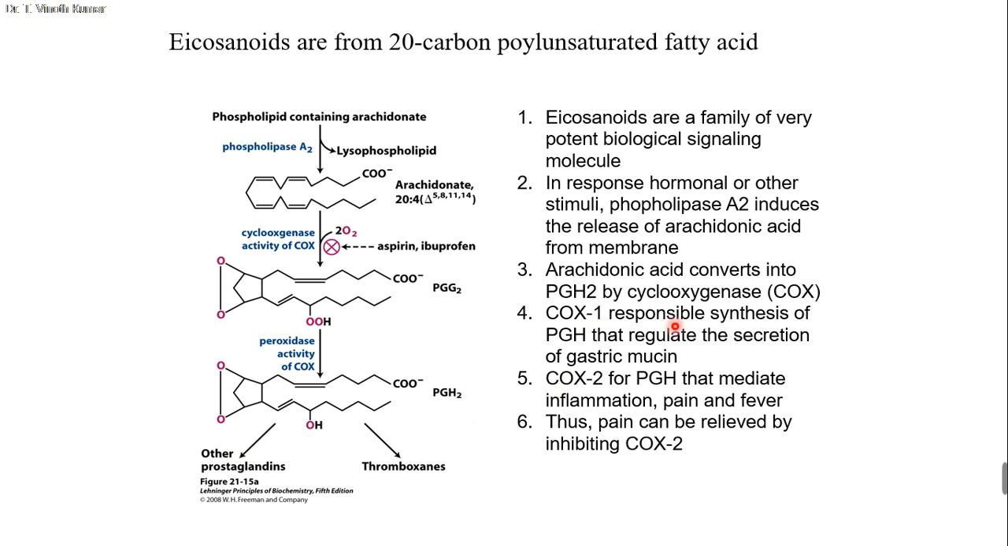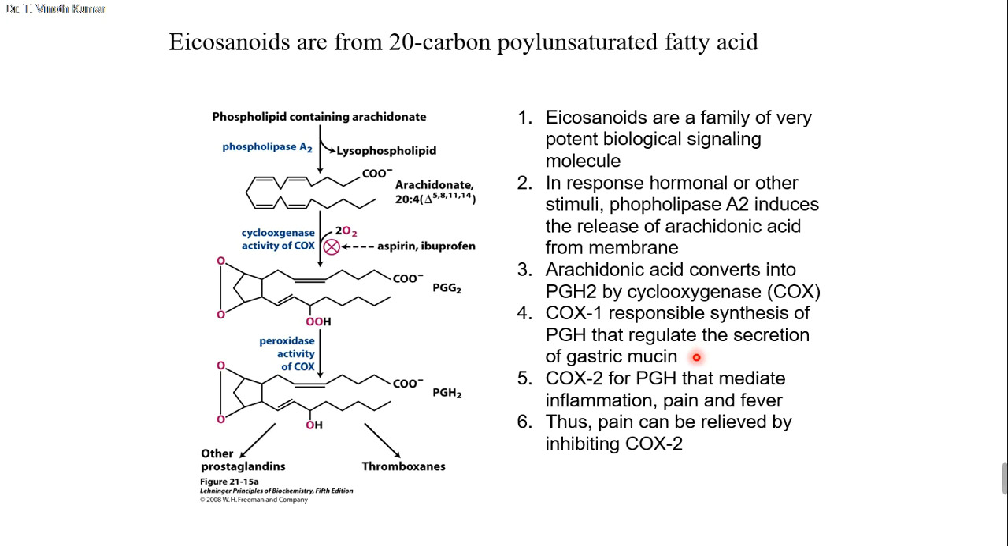The COX-1 is responsible for the synthesis of PGH, so that regulates the secretion of gastric mucin. Gastric mucin is very, very important to overcome the acidity of its own gastric secretion. And COX-2 for PGH mediates inflammation, pain, and fever. That is why, if you are taking brufen or aspirin, that may form less secretion of mucin, and due to that ulceration will be formed.